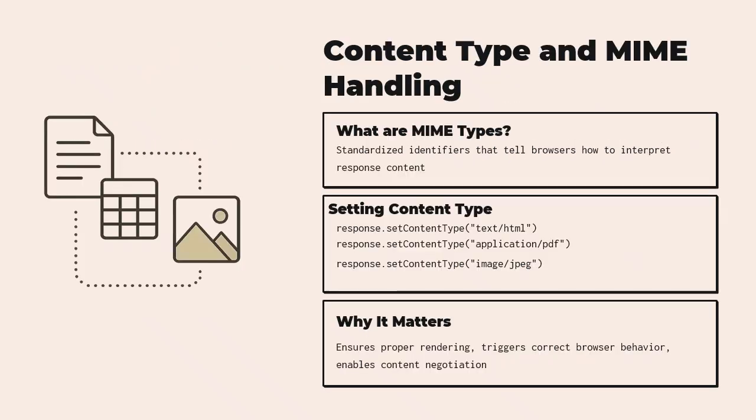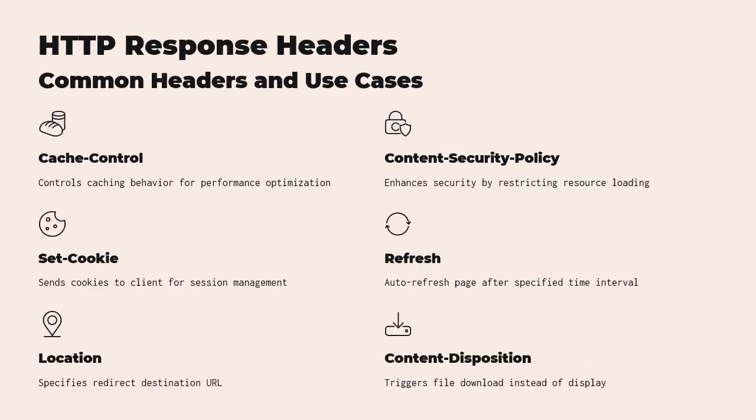MIME types are standardized identifiers that tell browsers how to interpret response content. MIME stands for Multipurpose Internet Mail Extensions. It defines the type of content being sent to the browser. Some common types include text/html, application/pdf, image/jpg. We set this using the response.setContentType method. This is important because the browser uses this information to correctly display or handle the content.